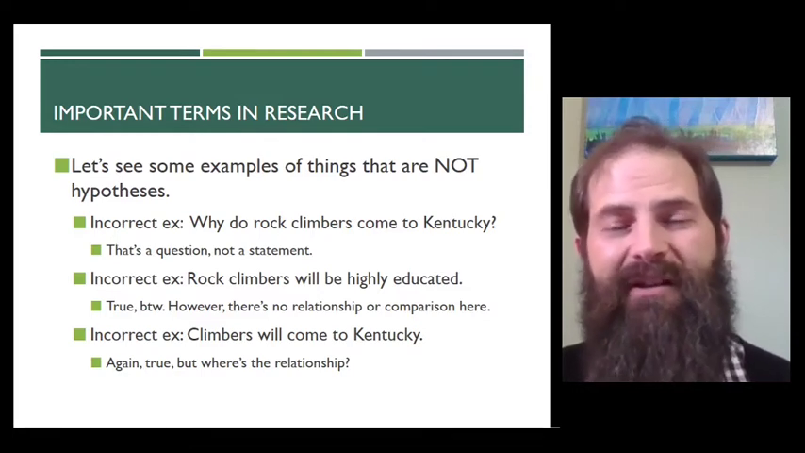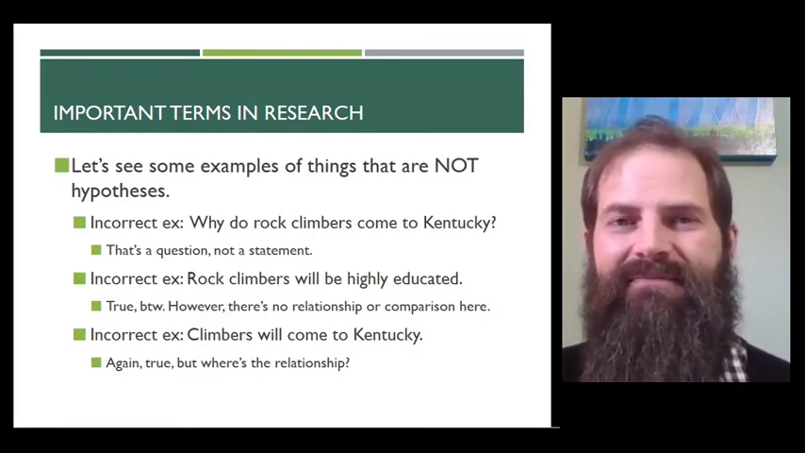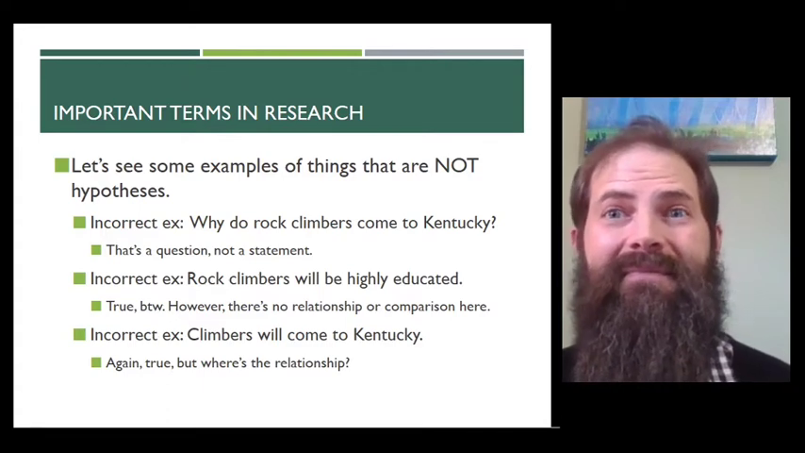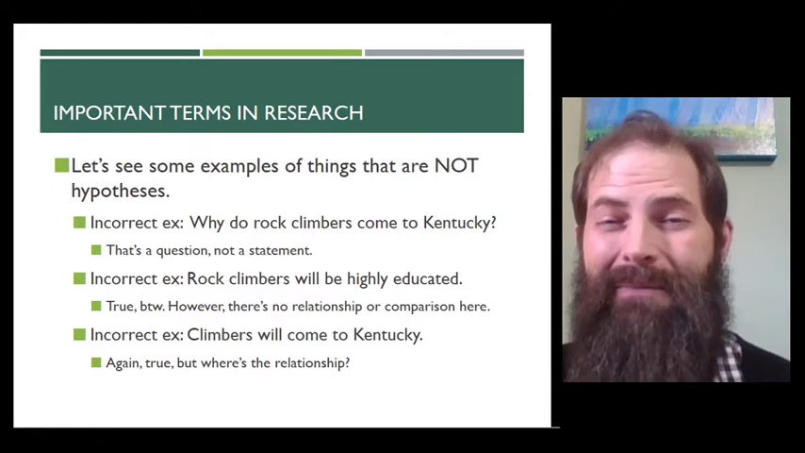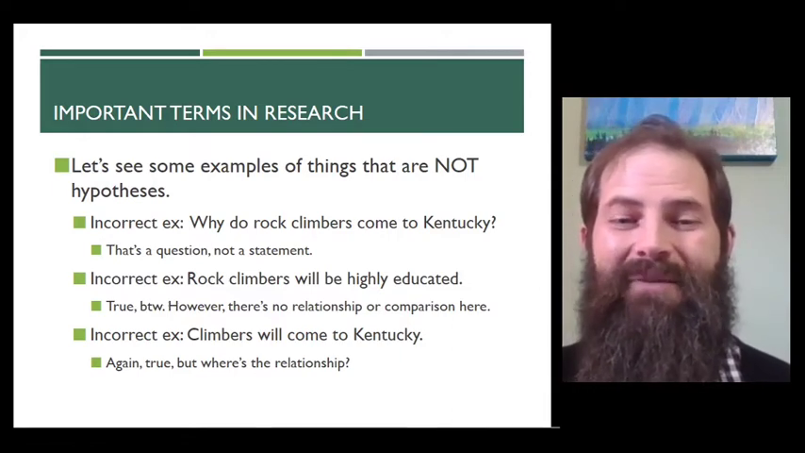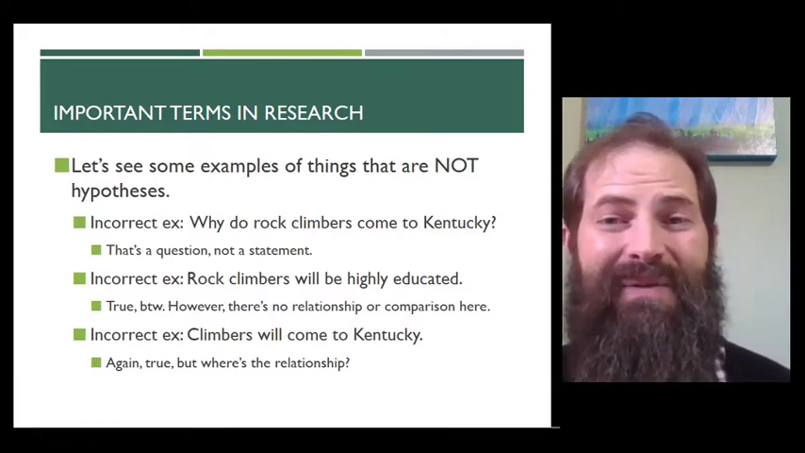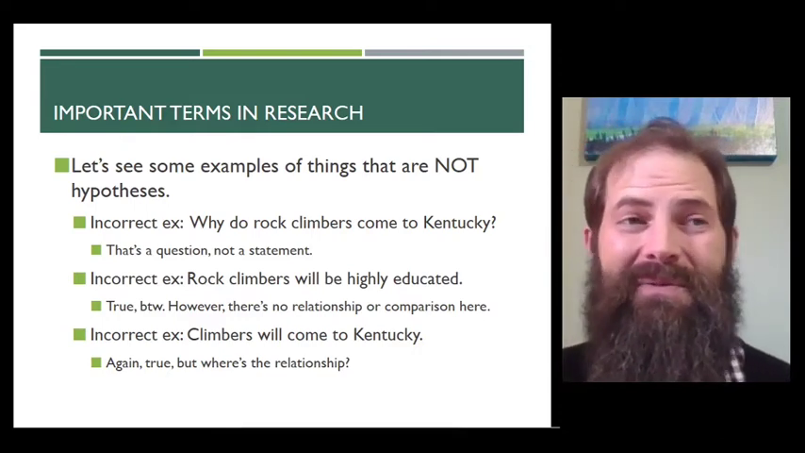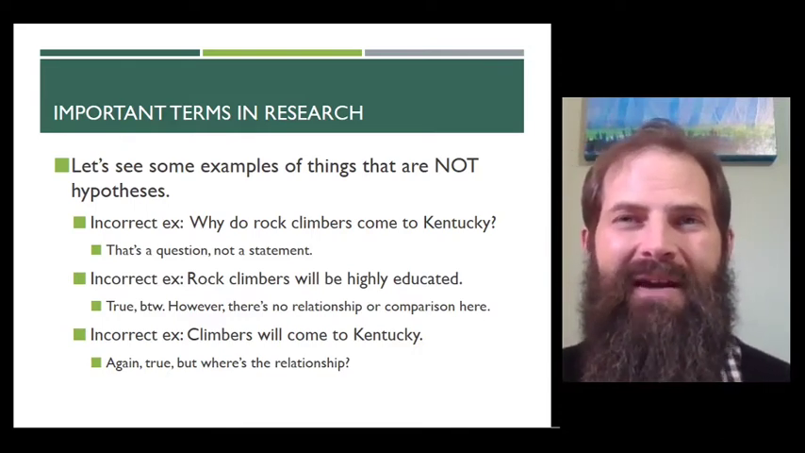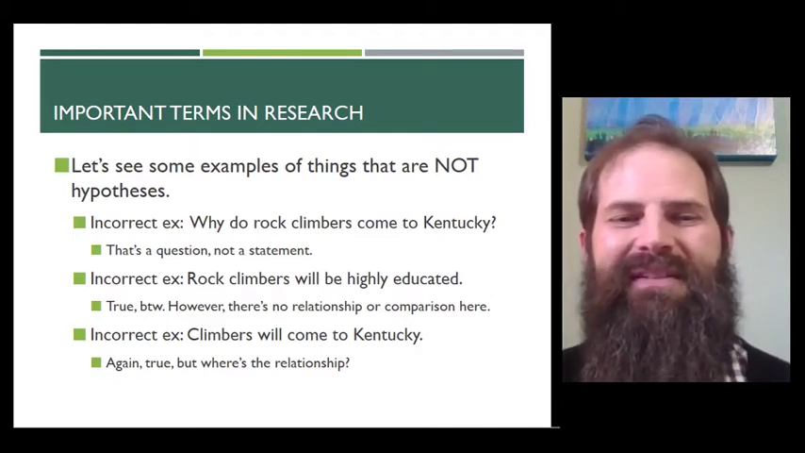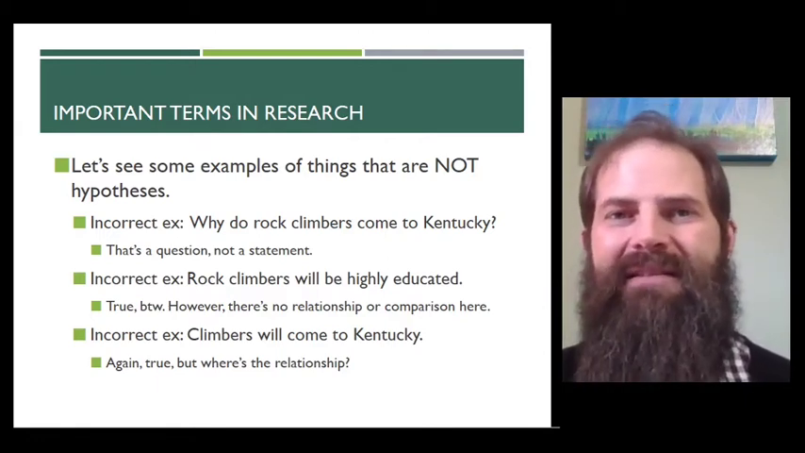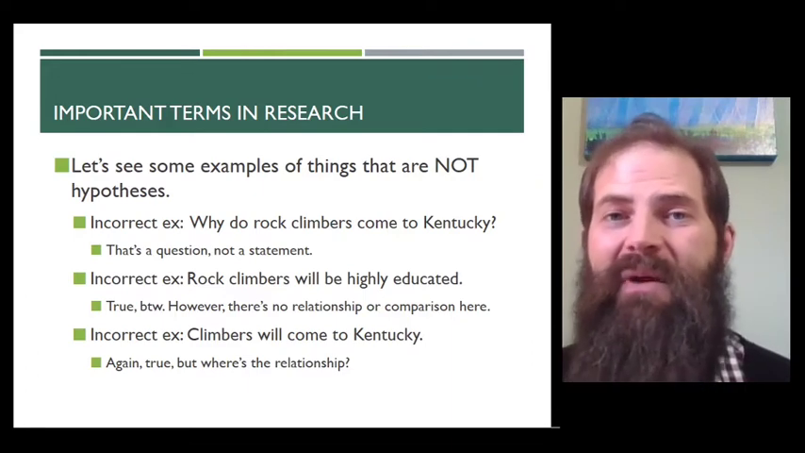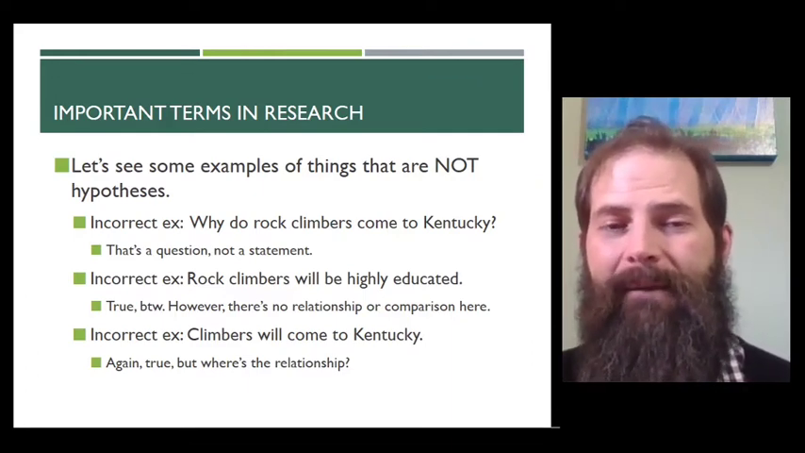Another example, rock climbers will be highly educated. It's a statement of fact, but it doesn't really have any comparison to it. This is especially where we need a little more information. Rock climbers will be highly educated compared to what? Likewise, what's the relationship here? It's not rock climbers, it's this group is educated compared differently to some other group. We need more information. Climbers will come to Kentucky, also not a hypothesis. Now we could fill that out and make that into a hypothesis, but it's just a statement right now.